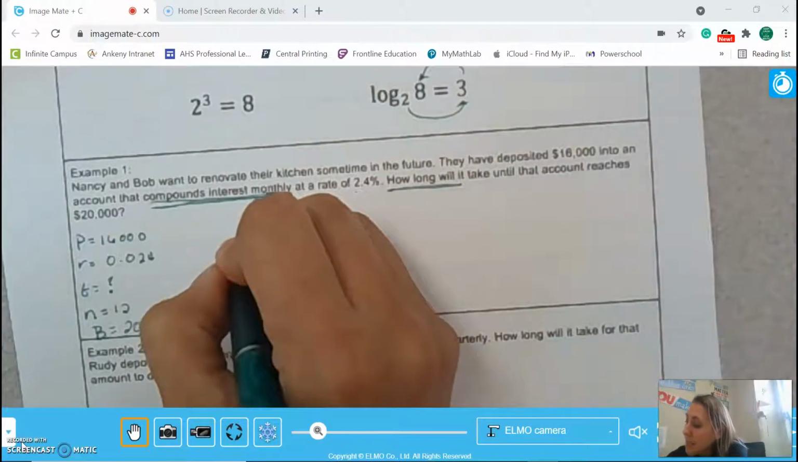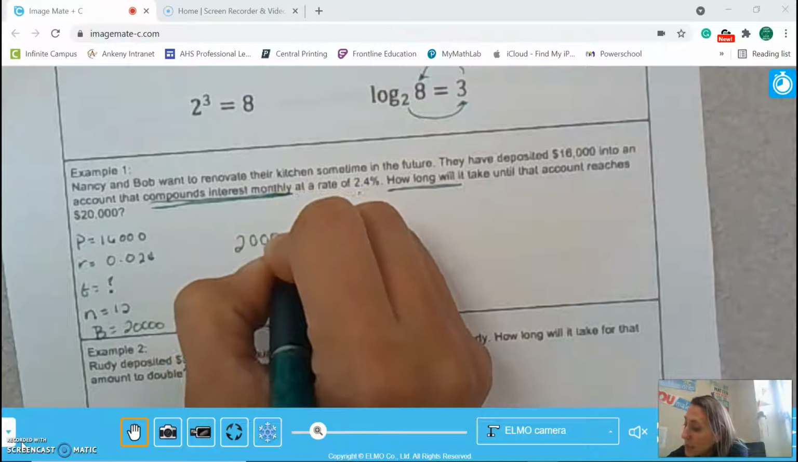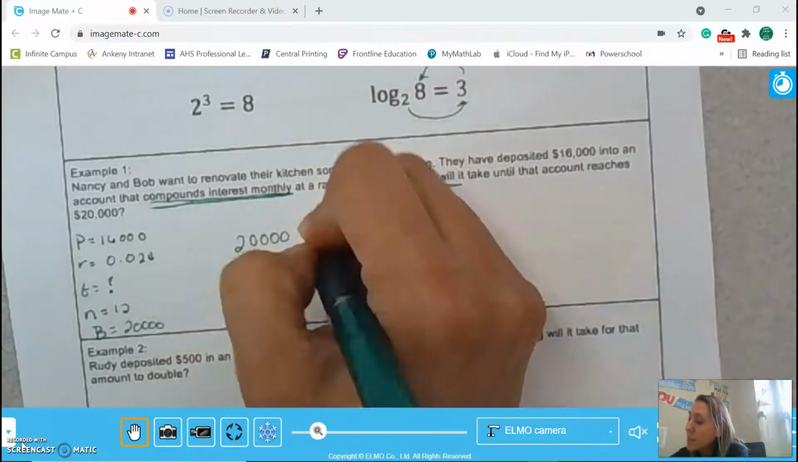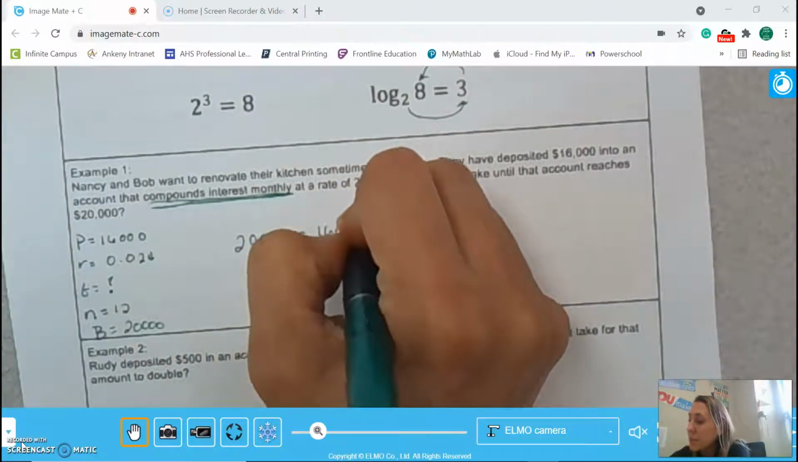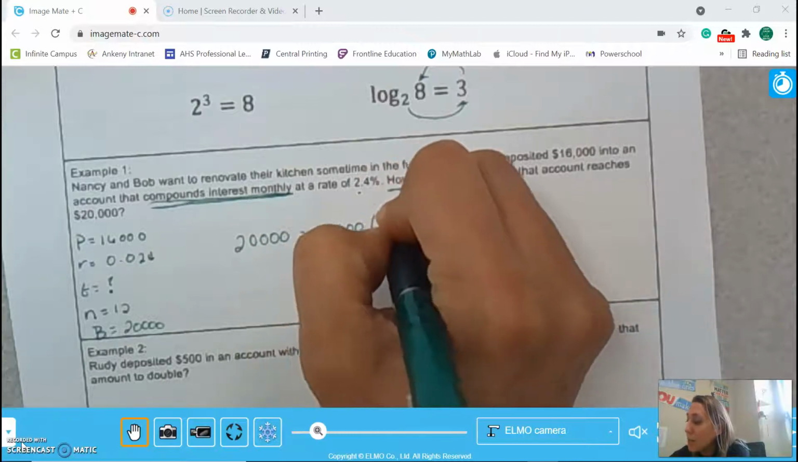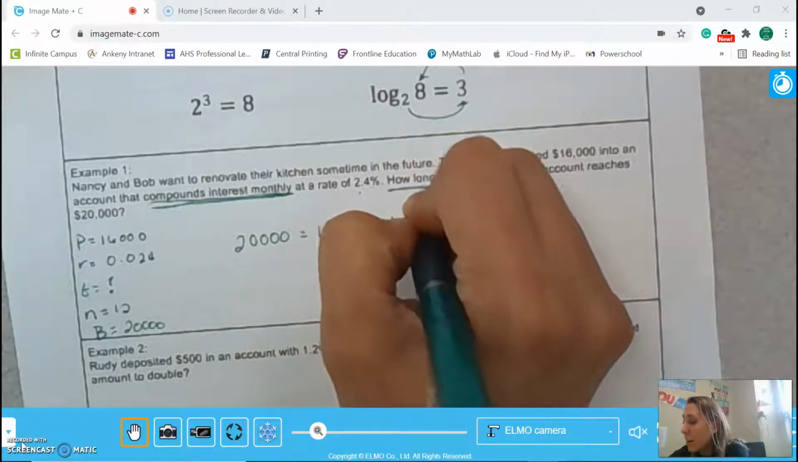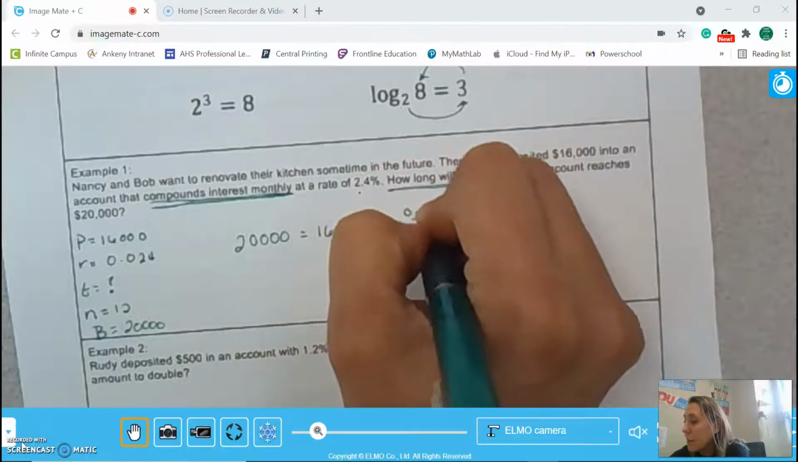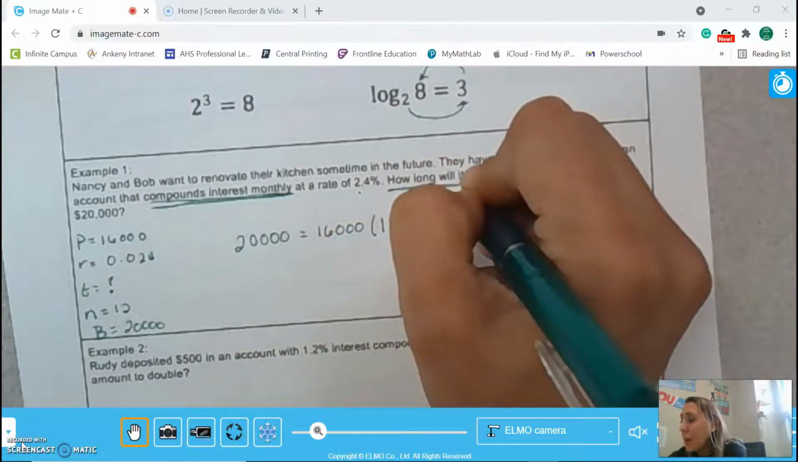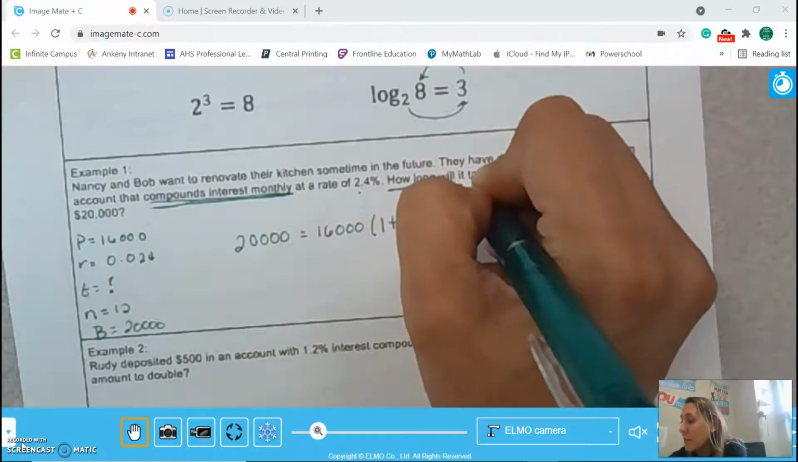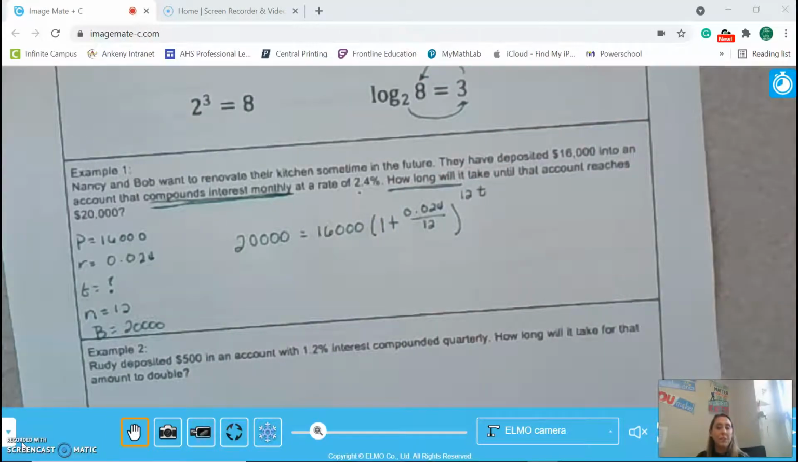So it's going to be 20,000 because that's my B. It's going to be equal to 16,000 times 1 plus my R, 0.024, divided by my n. And I'm going to raise all of that to my 12 times my time. I'm just going to put t for time because I don't know what it is, and I just want to use a letter.